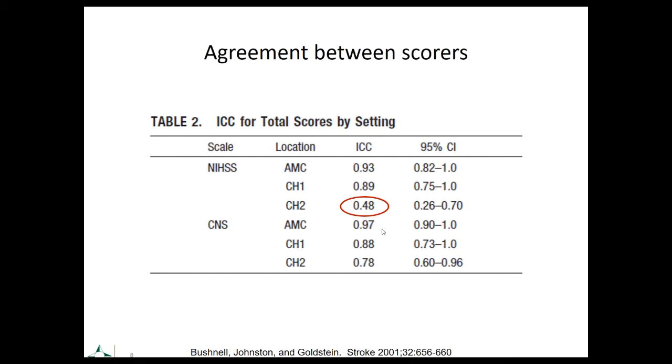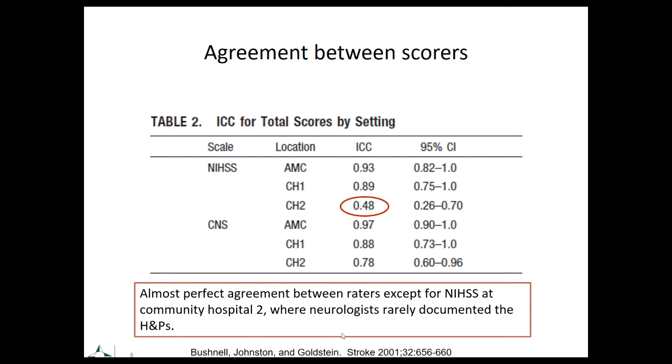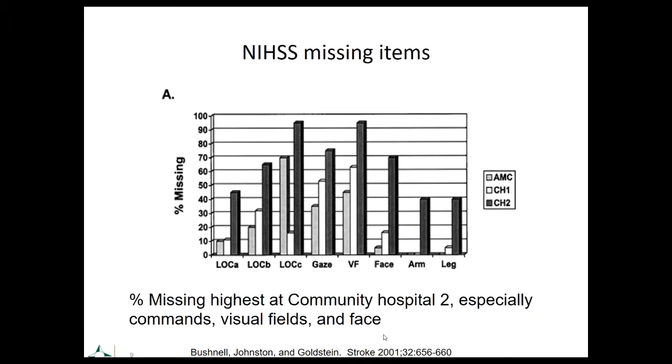So you can see that here circled in red, the correlation was moderate, if not poor, at the community hospital that did not have the neurology documentation for the initial stroke severity and the neurologic exam. And so that was really the NIH stroke scale that suffered the most from that, because the Canadian neurological scale is actually a slightly simpler scale, and the agreement was much better amongst the raters for the CNS at all three hospitals. So we had almost perfect agreement except for Community Hospital 2, where neurologists rarely documented the history and physical and the neuro exam.